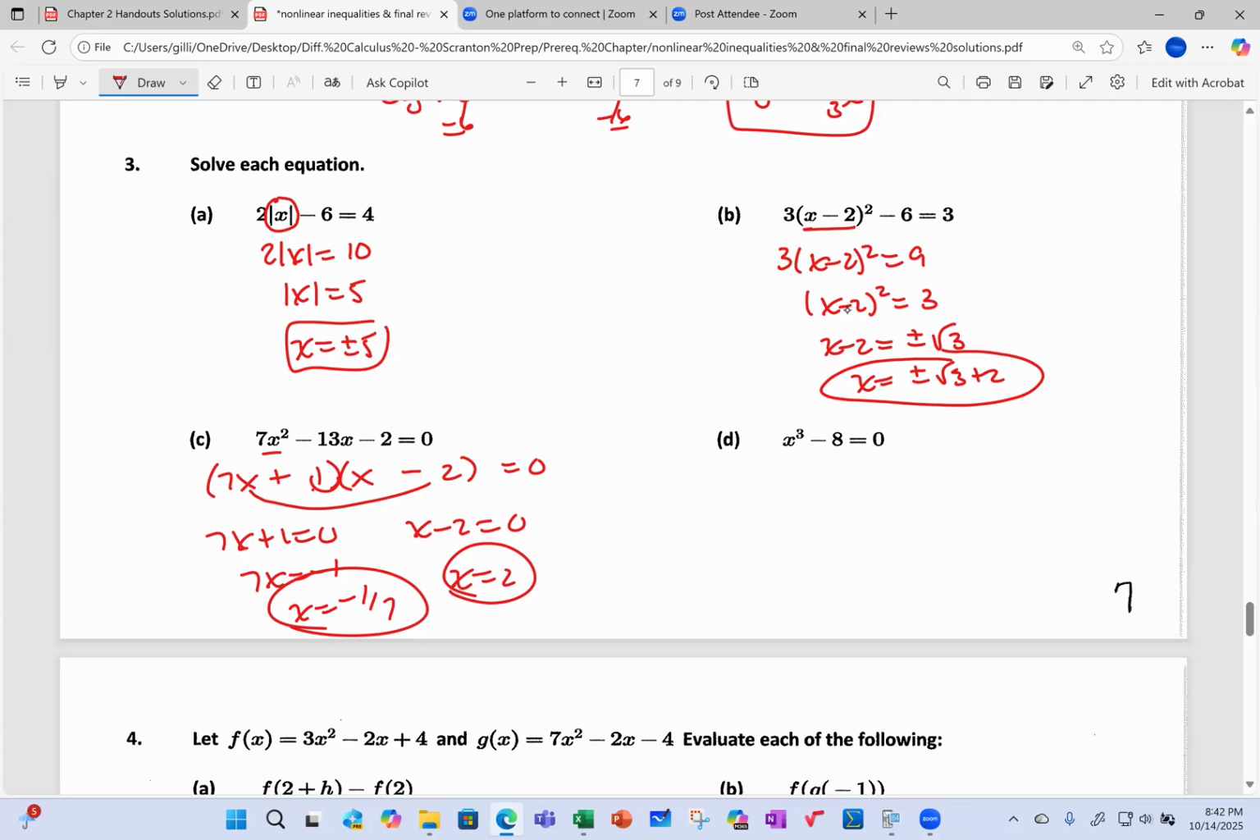Over here, I'm going to add 8 to get x cubed equals 8. And you undo a cube, guys, by the cube root. The cube root of 8 is 2.